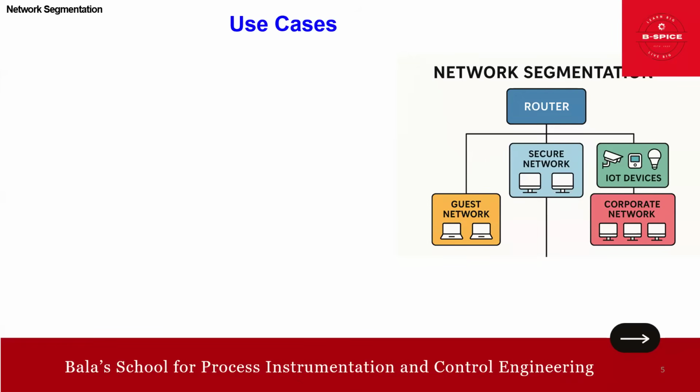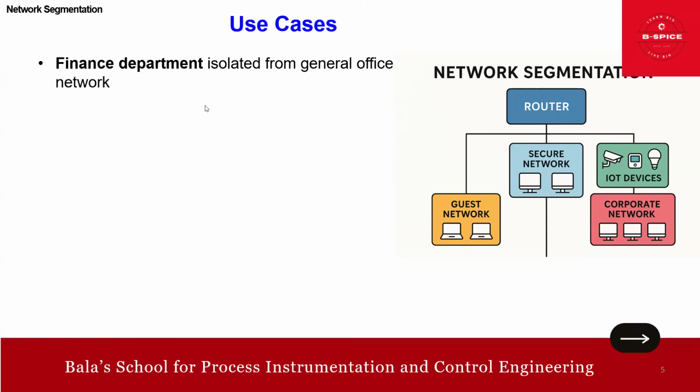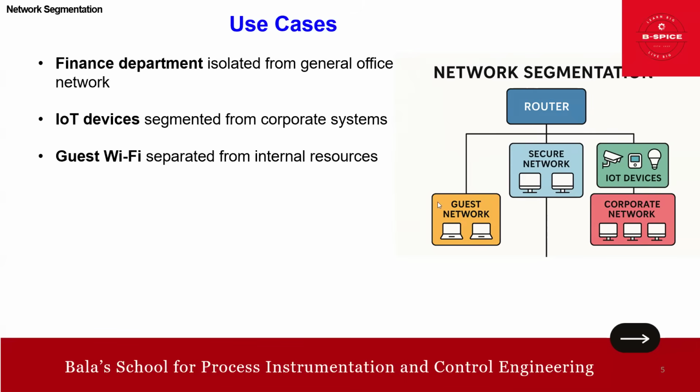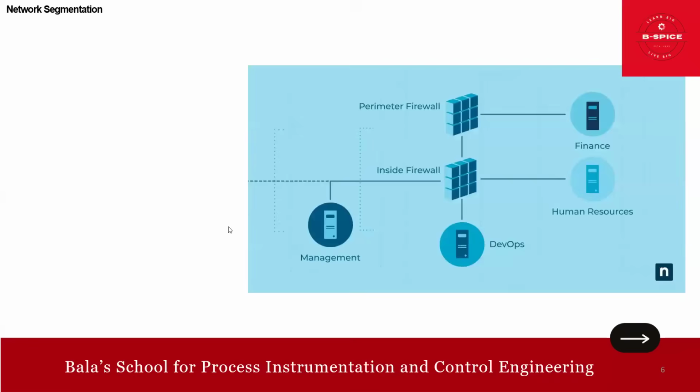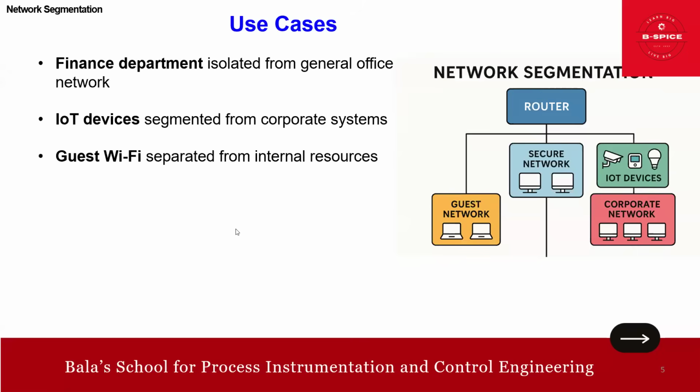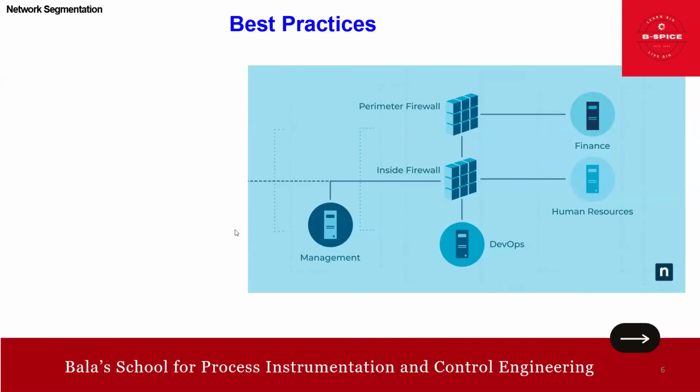Now we go into the use cases. Where do we use it? Finance department isolated from the general office network, IoT devices segmented from the corporate network, and guest Wi-Fi separated from internal resources. All these are typical use cases of network segmentation. Now we see the best practice. This is what I told you. This is your management, this is your human resource, this is your finance. See how it is all connected: perimeter firewall, inside firewall. This is one of the ways of doing the segmentation.